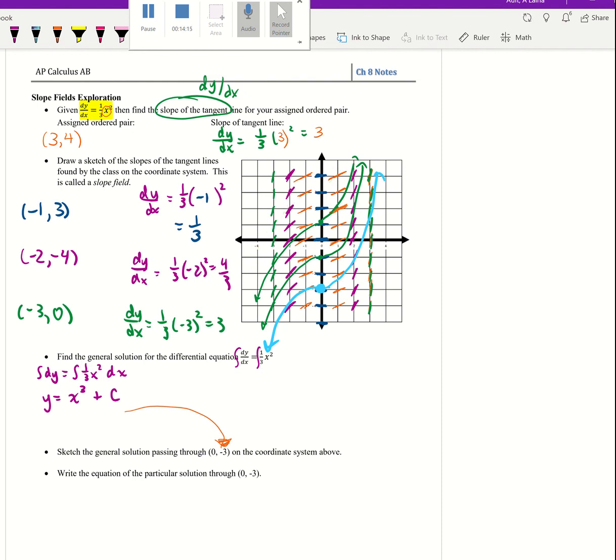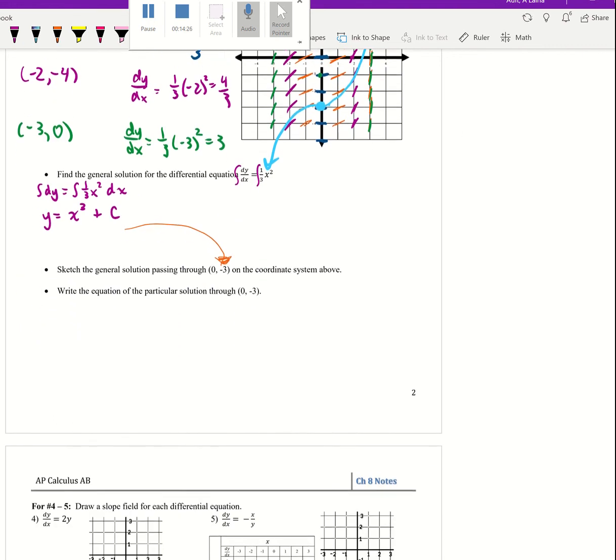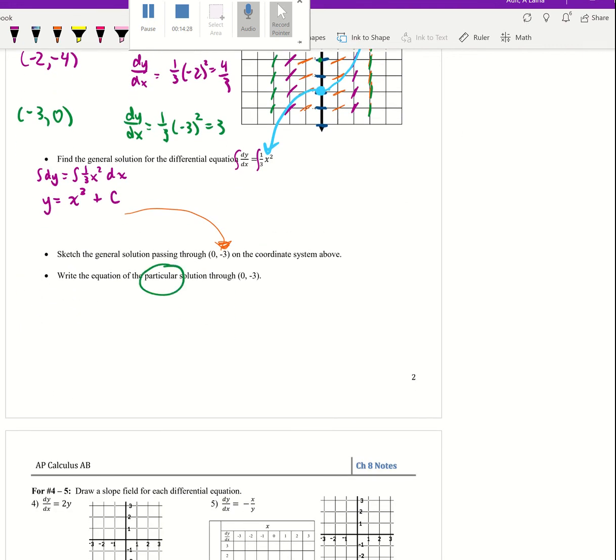Let me get rid of those really fast, because I only want the one that we requested that goes through the ordered pair (0, -3). Now we want to write the equation of the particular solution, and what that means is this is telling you to figure out what c is, and then write y as an explicit or specific solution.